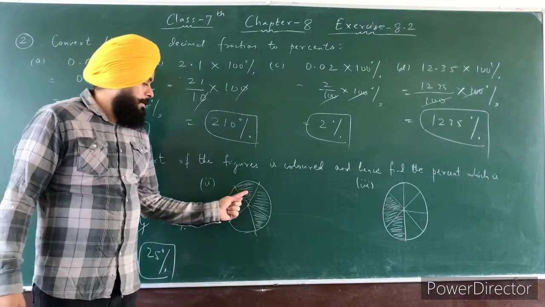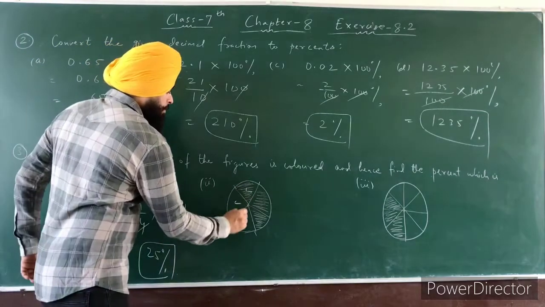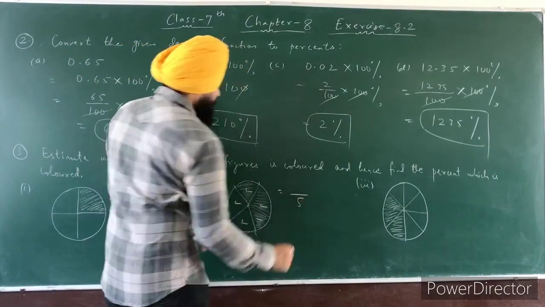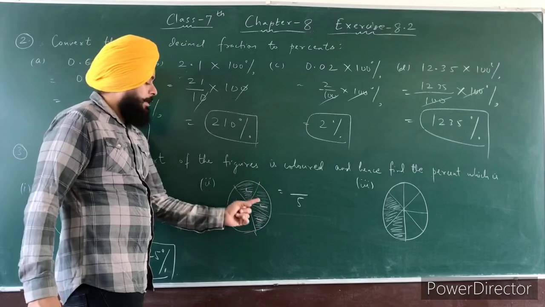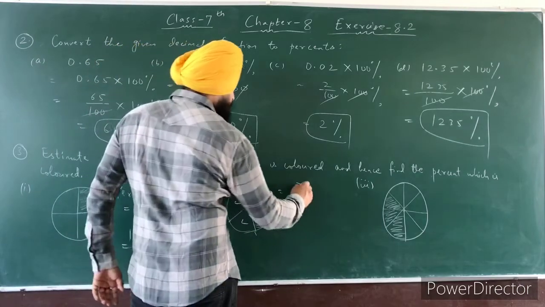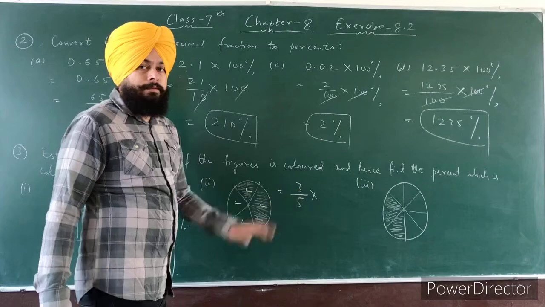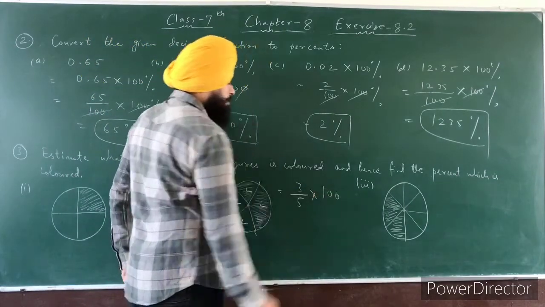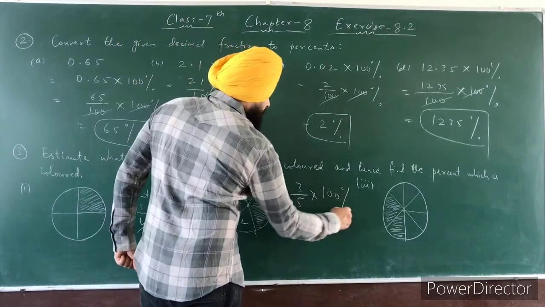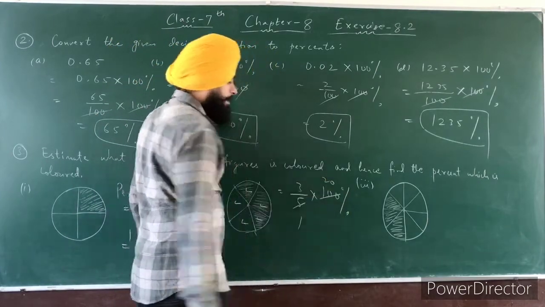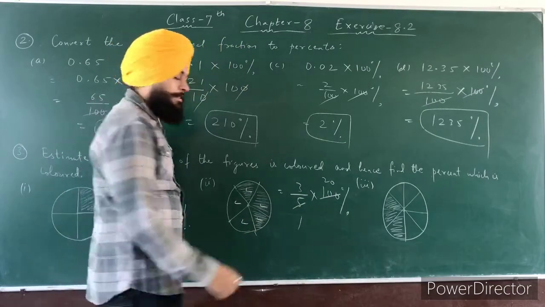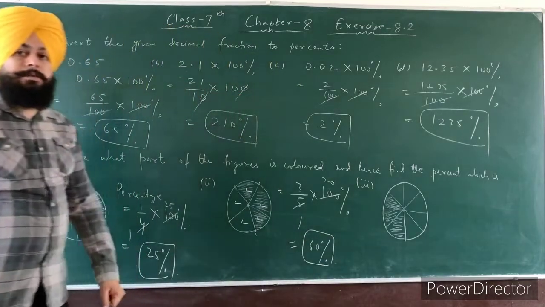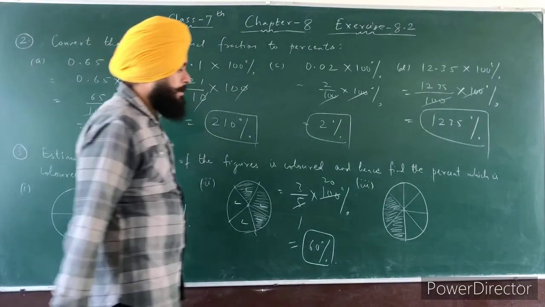Next, there are how many parts? 1, 2, 3, 4, 5. Total 5 parts. And out of these 5, how many are shaded? 1, 2, 3. 3 are shaded. So the fraction is 3 over 5. Now convert this fraction into percent. So 3 over 5 multiplied by how much? 100. Now this 5 over 5, 5 20s are 100. Now 3 20s are 60. 60% is shaded.